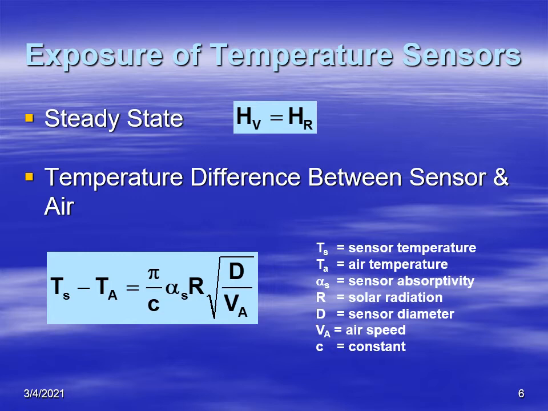And that is, you see alpha and also R. Alpha sub S is the sensor absorptivity. How well does it absorb solar radiation, or for that matter, infrared radiation? R is your solar radiation, and underneath the square root, you see D, which is the diameter of the sensor, and then in the bottom of that square root, you see VA, which is the airspeed. Pi, of course, is a constant, and then C is a constant for the particular thermometer.